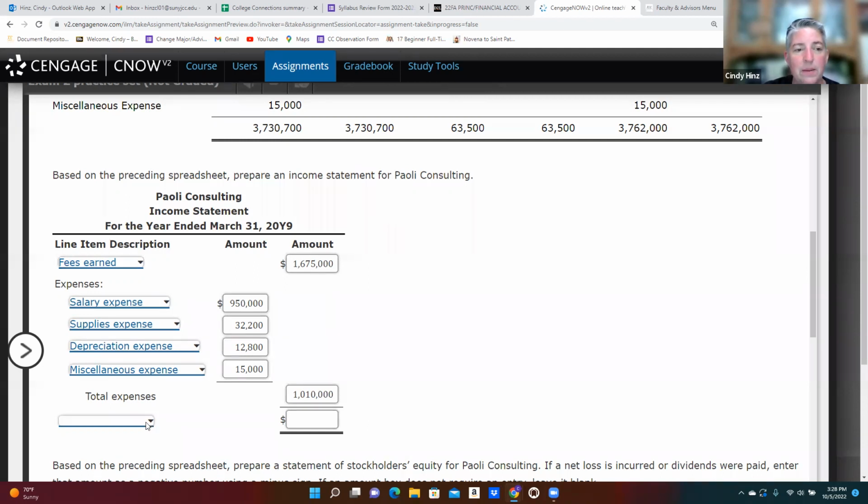Finally, because the revenues exceed the expenses, that would be a positive net income. And that net income would be $665,000. We have a double accounting underline under the grand total. That tells us that we are done. There isn't going to be any more information after that.